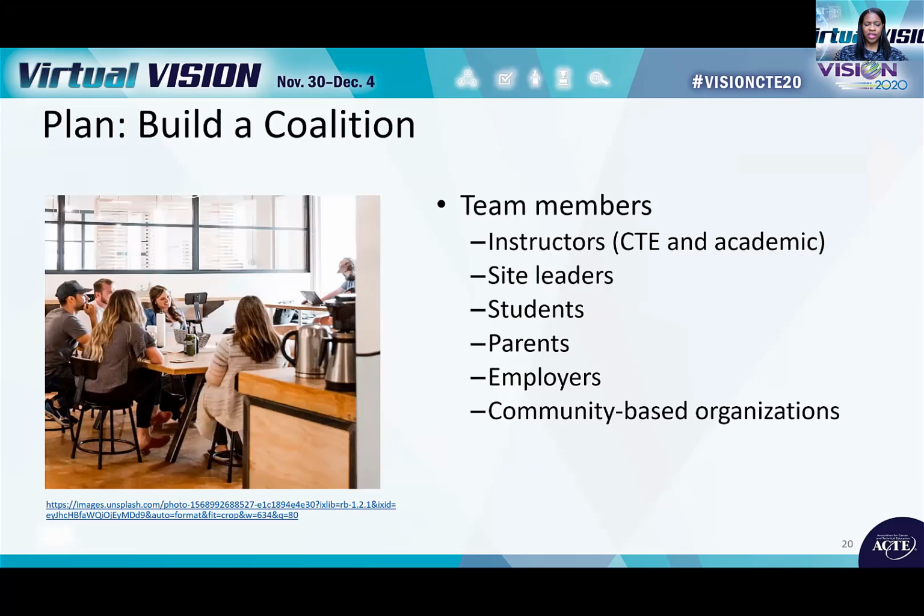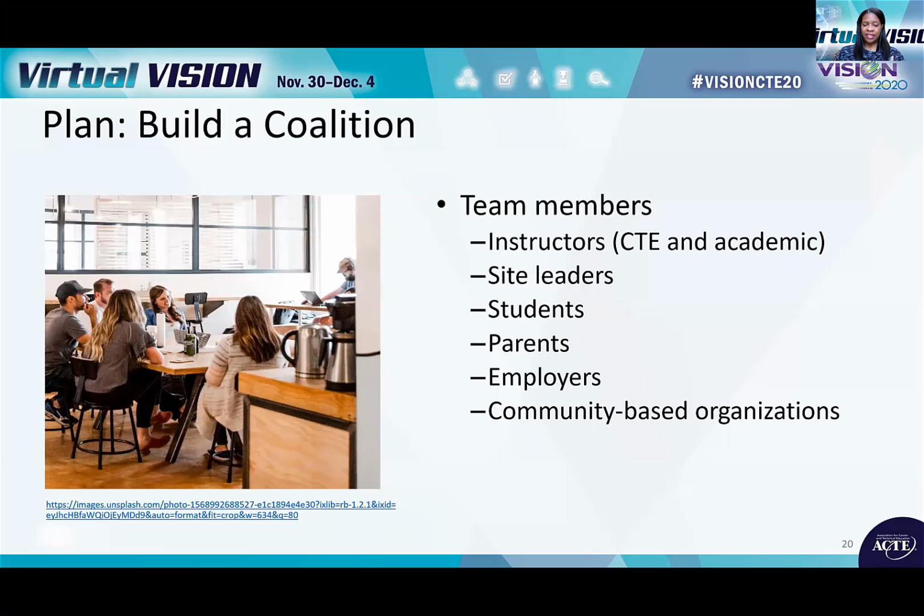We'll start with the who. So the first step is to build a team, build a coalition, a team that is representative of your education community. Ideally, you want to engage those who will be responsible for carrying out or directly affected by your work. So this could include teachers, college faculty, site leaders, students, parents, employers, teacher unions, community-based organizations, whoever your coalition of stakeholders is.